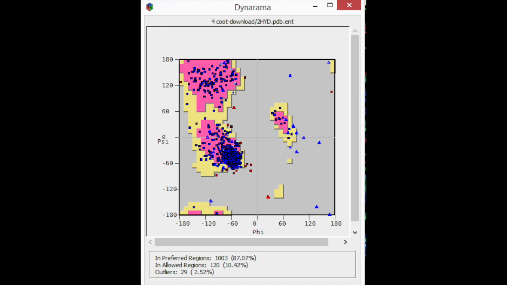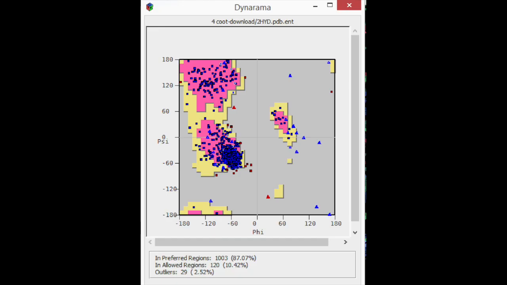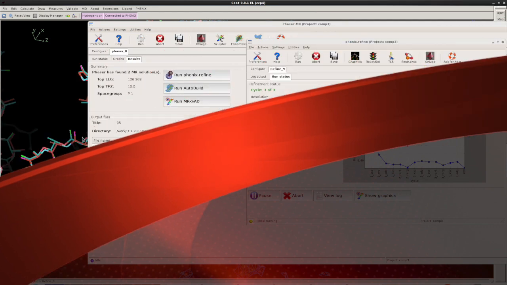This plot was originally based upon empirical hard sphere calculations made by Ramachandran in 1963, but has since been updated to include data from other entries in the PDB. Although outliers are locally energetically disfavoured, there may be situations where they give a globally minimum energy.